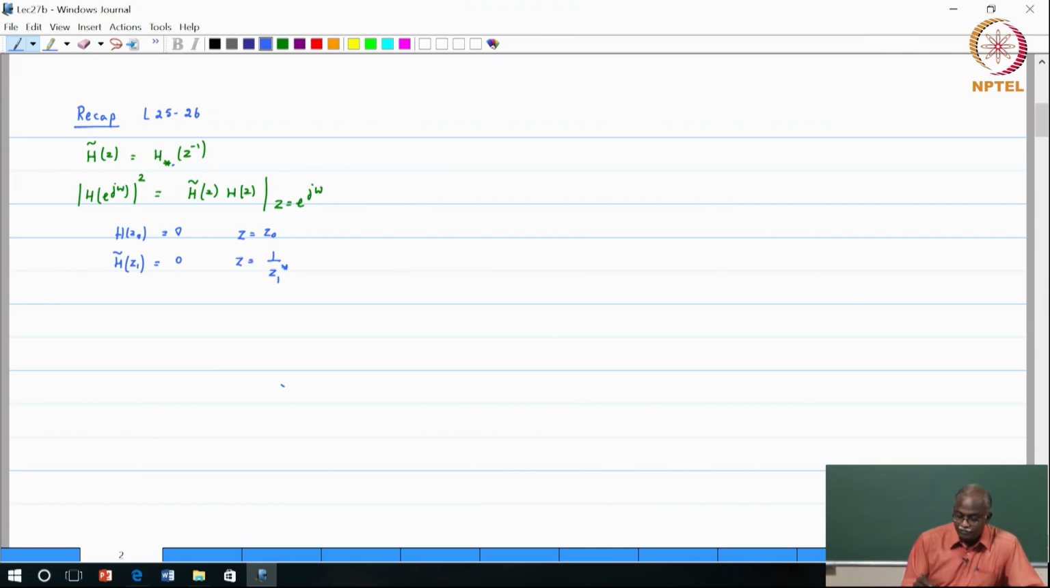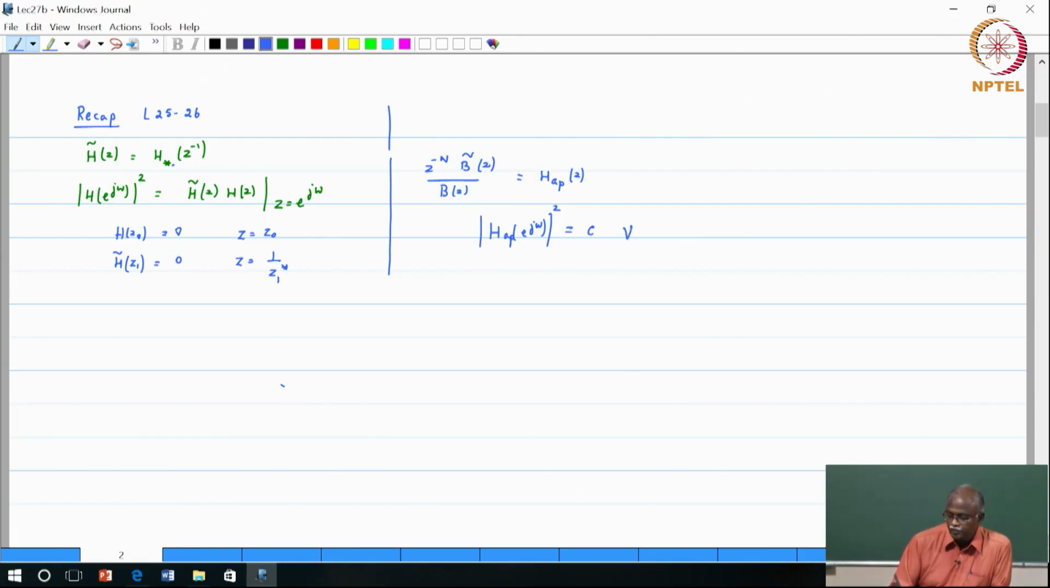So, given this, we also said that the structure of an all pass function can be written in the form b of z divided by z power minus n b tilde of z. The z power minus n is only to give you a causal transfer function. This basically means that you will have an all pass because you are guaranteed that the magnitude squared of h ap of e power j omega is equal to a constant for all values of omega, because the numerator is the conjugate of the denominator. We also have the maximum modulus theorem.